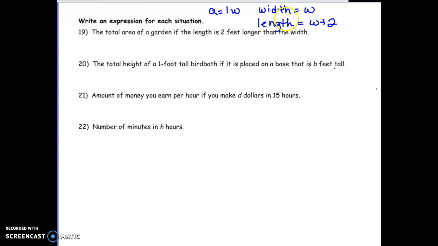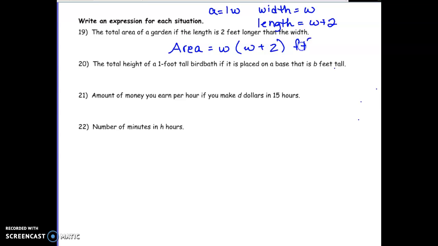So the area would be to just take the 2 and multiply them together. So we can actually say the area would be equal to W times W plus 2. And that would actually be square feet, feet squared rather. So it would just be feet squared.